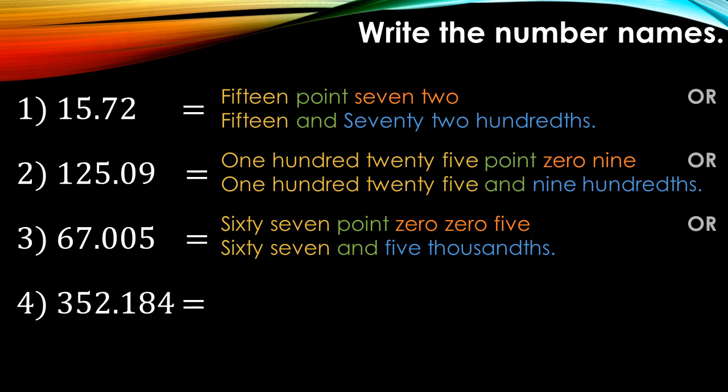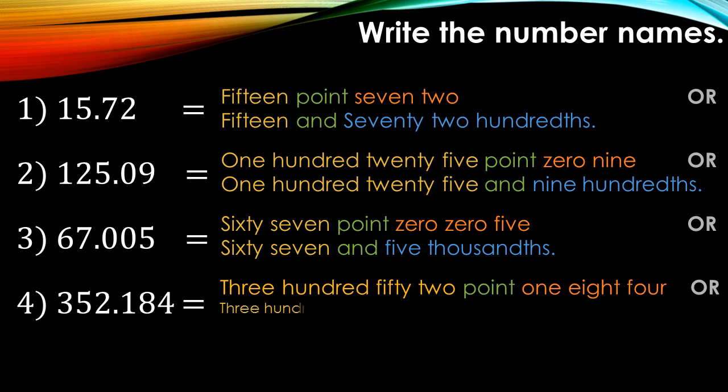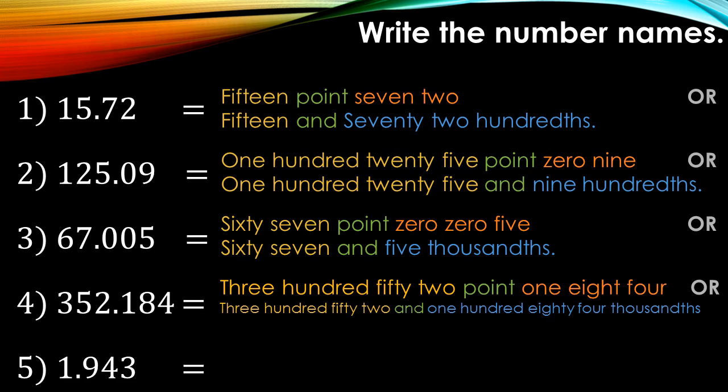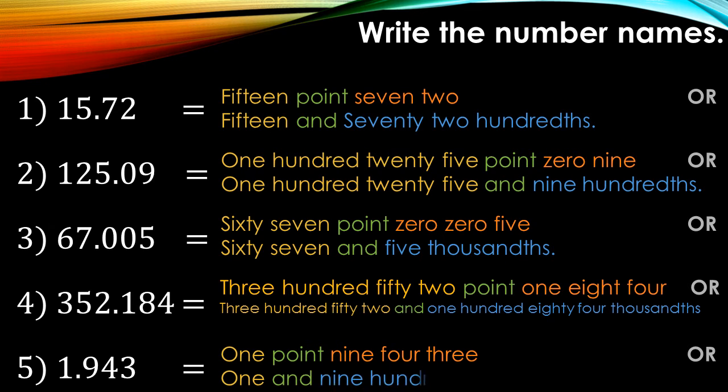The fourth answer is 352.184 or 352 and 184 thousandths. The fifth answer is 1.943 or 1 and 943 thousandths.